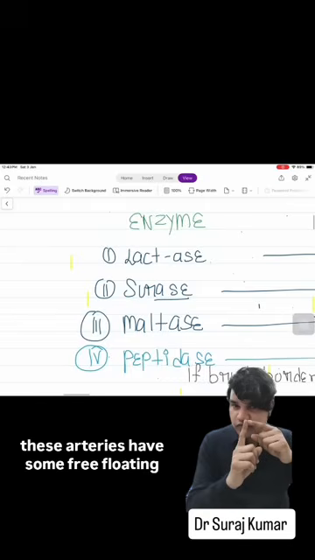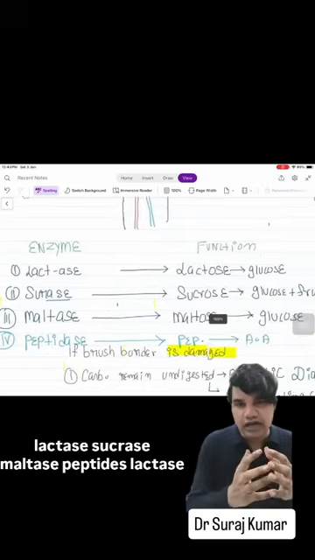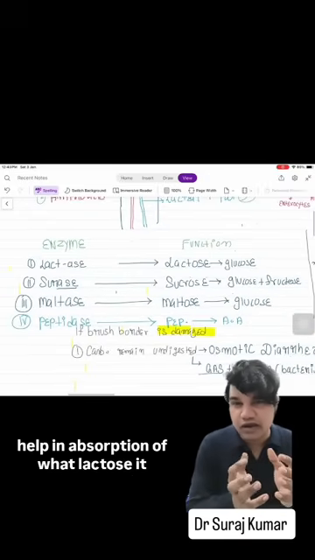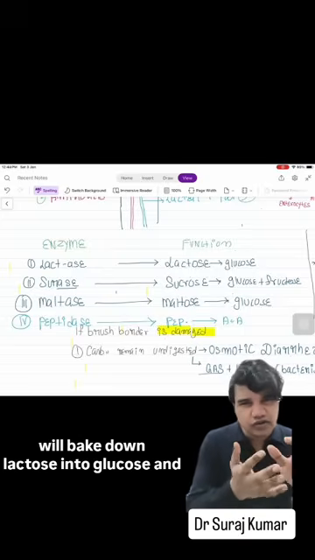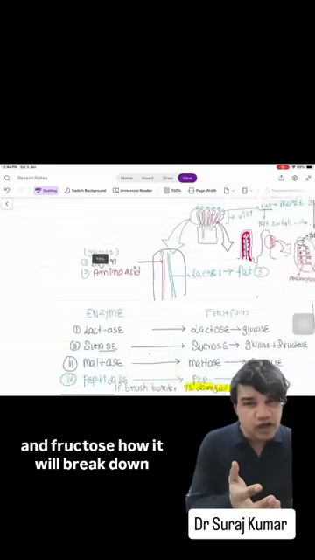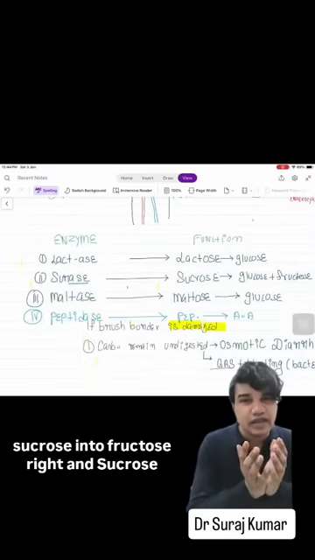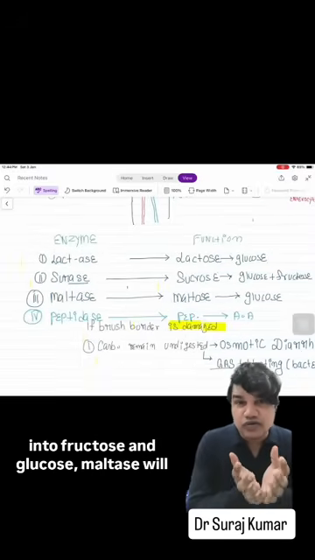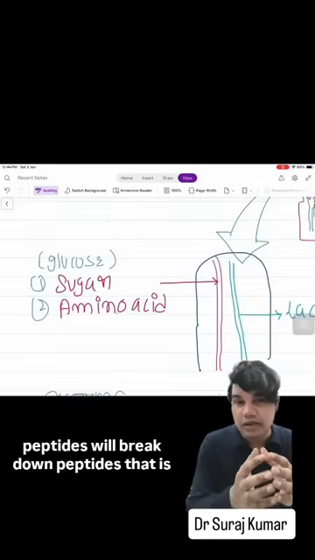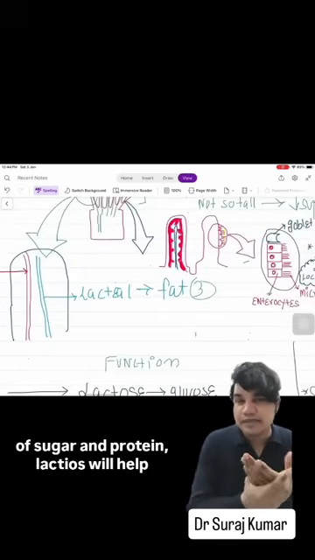These arteries have some free-floating enzymes, right? What are those enzymes? Lactase, sucrase, maltase, peptidase. Lactase, by the name it is clear, will help in absorption of what? Lactose. It will break down lactose into glucose and absorb it. Sucrase will absorb glucose and fructose. How? It will break down sucrose into fructose and glucose. Maltase will break down maltose into glucose, and peptidase will break down peptides into amino acids, which helps in absorption of sugar and protein.